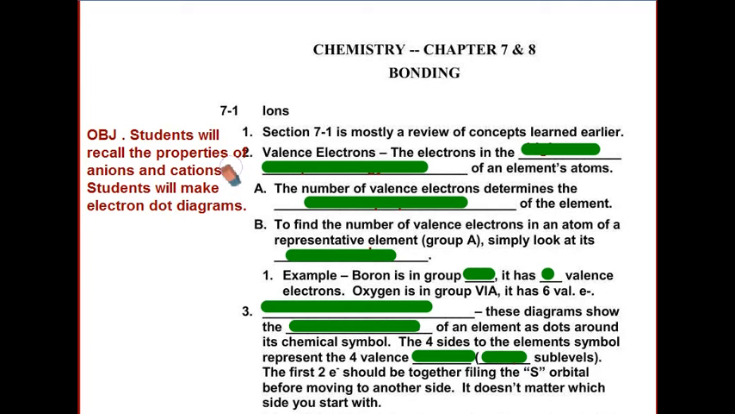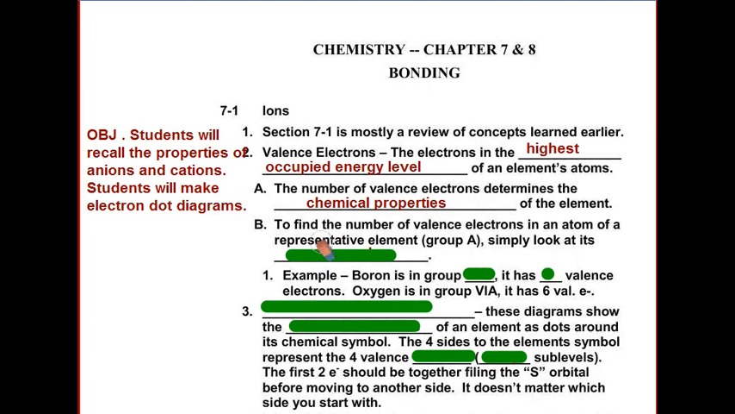Our valence electrons, those are the ones in the outermost electron shell, or in the highest occupied energy level of an element's atoms. Okay, now these tend to be the ones in the s and p orbitals. And these are the ones that determine the chemical properties of the element. So let's talk about this for a second. The valence electrons are the ones that are in the highest occupied energy level of an element's atoms. They determine the chemical properties of the element.